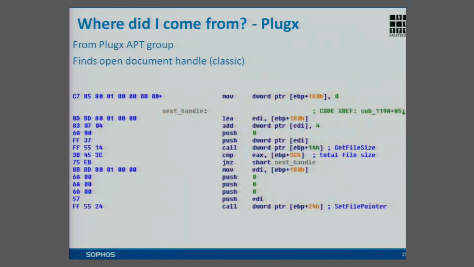So what this code does is enumerate all the possible integer values for a handle and check with GetFileSize if it's by any chance an open file, and whether the size of the file matches what the shellcode thinks the carrier document size is.